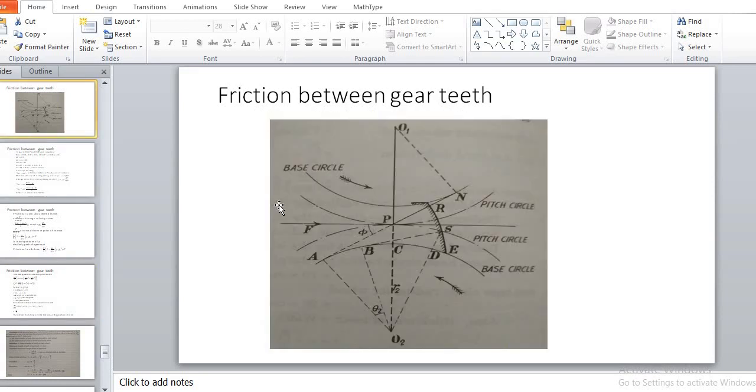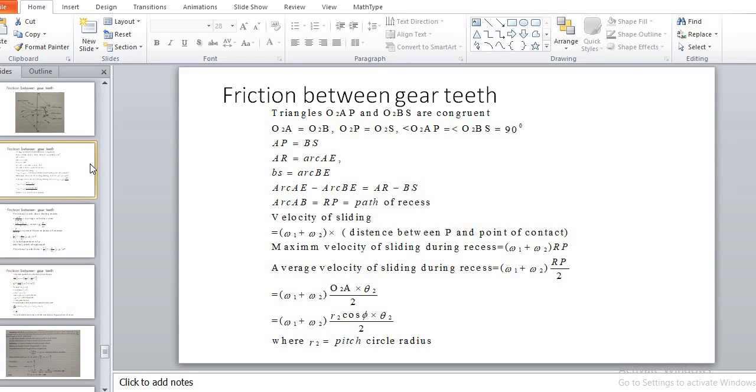While engaging two teeth in their contact, when the two gears are in contact, to find out the maximum work done, we must find out the frictional work done, the total frictional work done during contact of the gears.